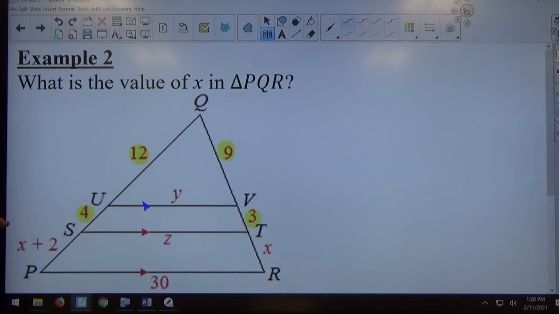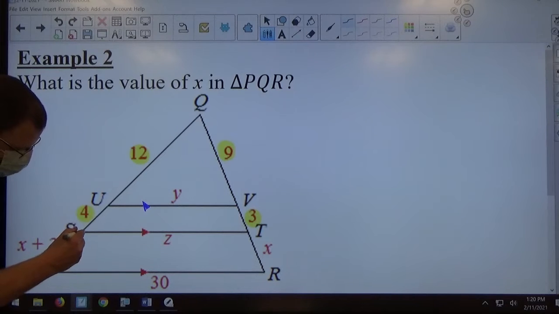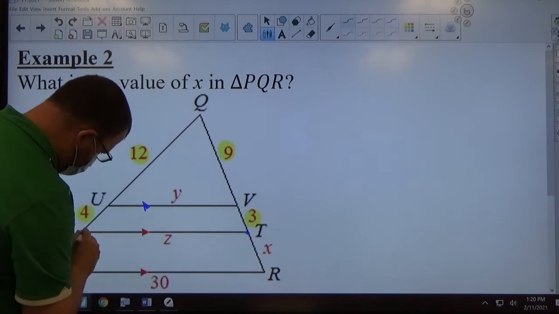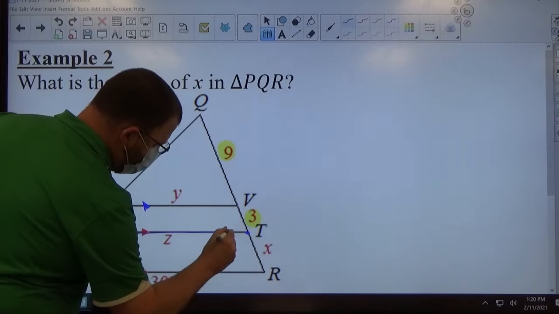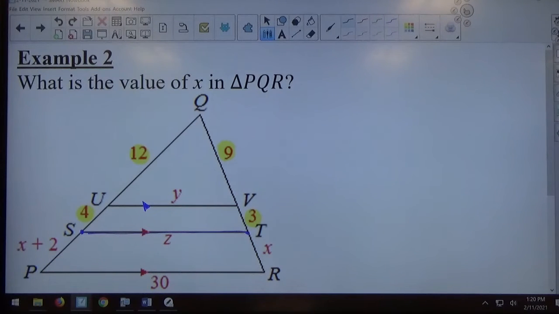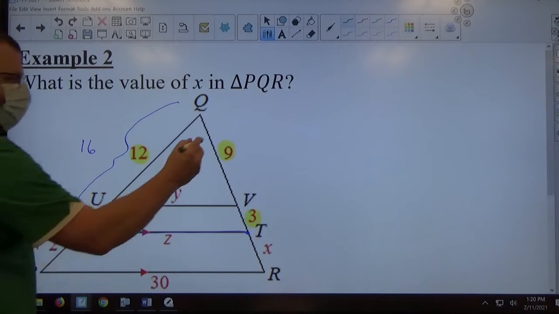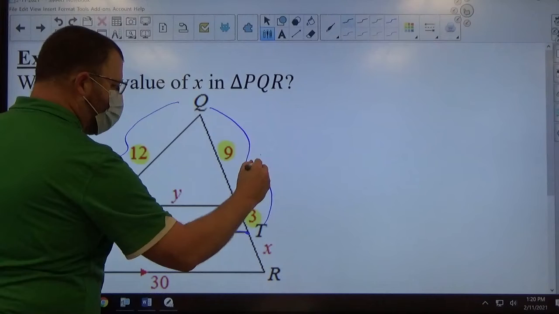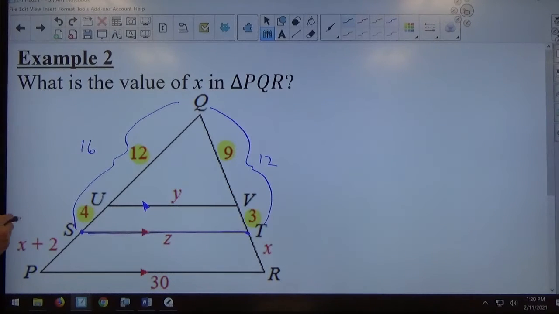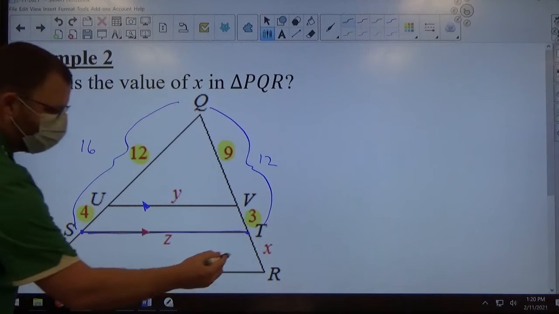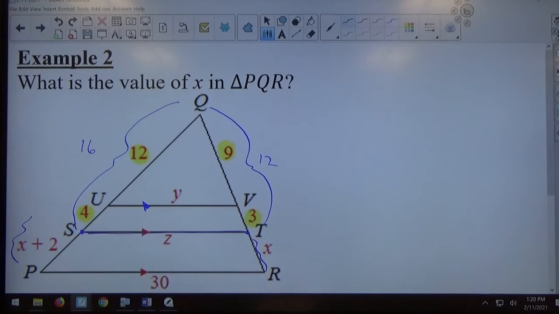Now, looking at this picture, what's the value of x in PQR? Well, if you take a look, this segment here, ST, is parallel to the base of this triangle. So if I'm applying the side splitter theorem involving this whole piece here, which would be 16, and this whole piece here, which would be 12, should be proportional to this piece here, which is x plus 2, and this piece here, which is x. Again, that's where the parallel line is.